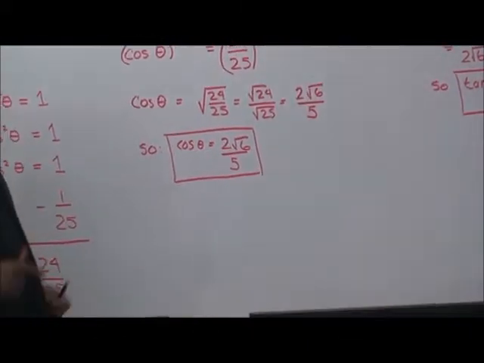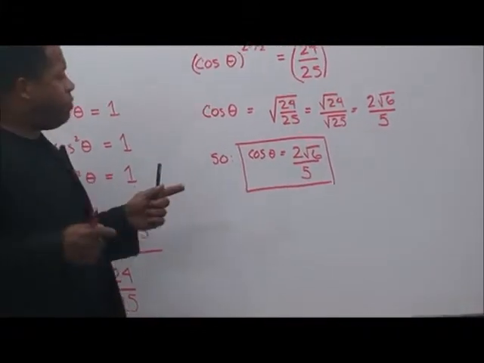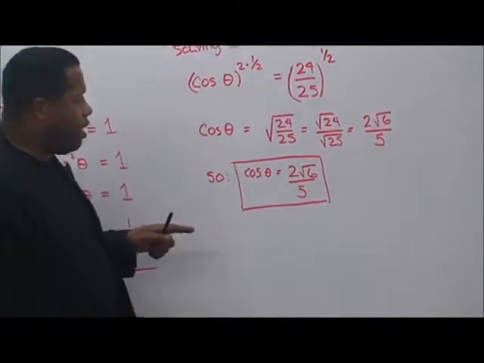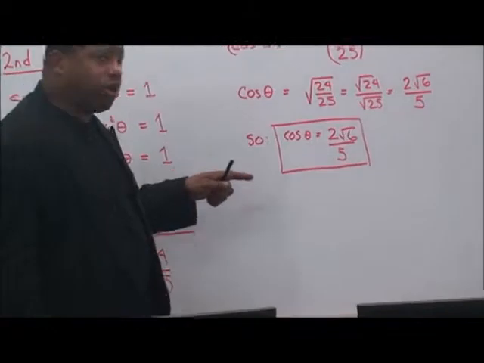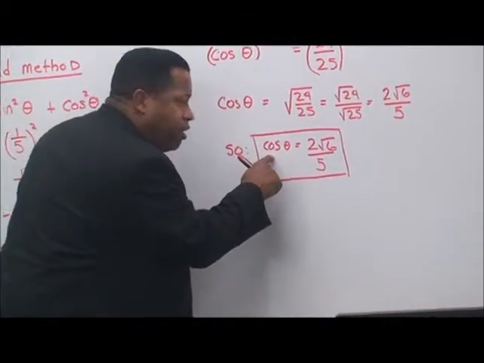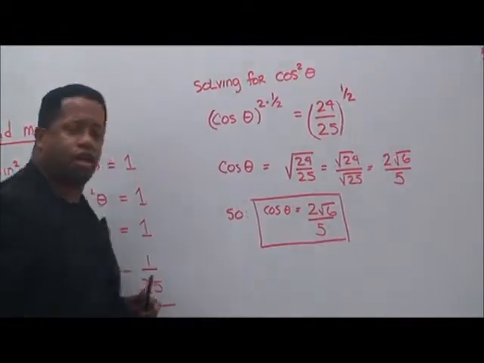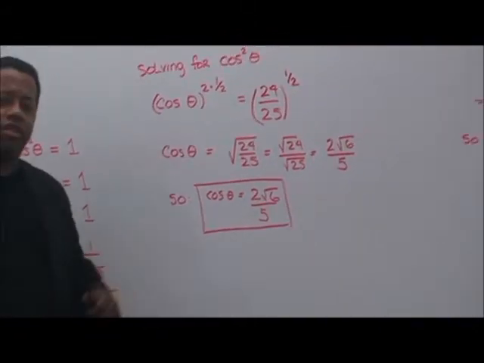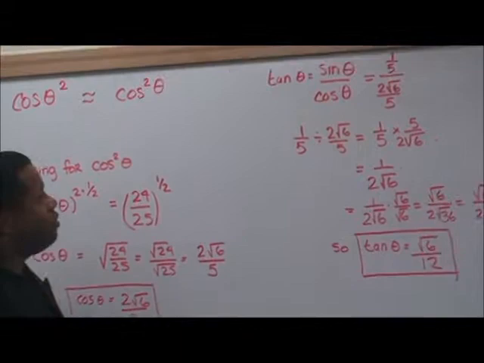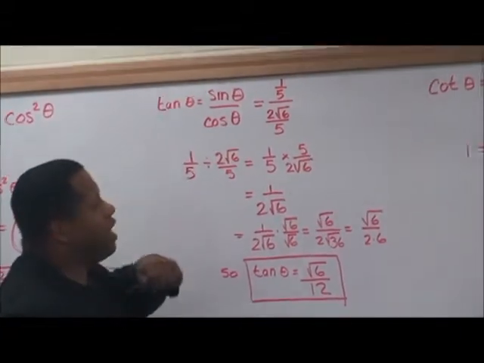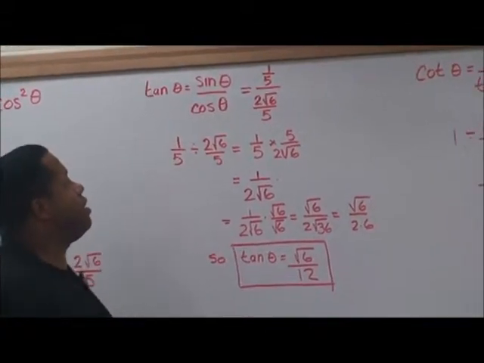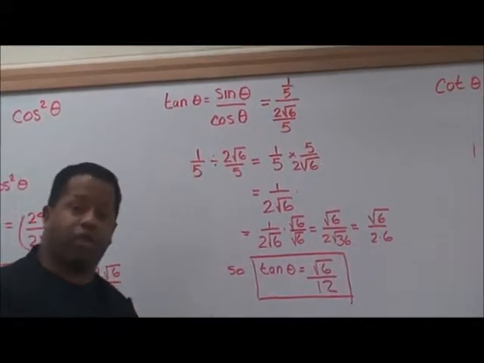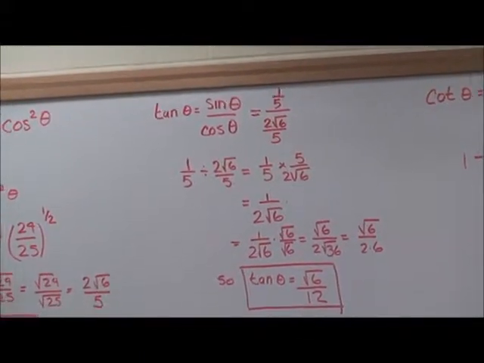Now, we're done. So with this particular trig function, we say that cosine theta is equal to 2 times the square root of 6 divided by 5. Let's continue on. We have tangent theta is equal to sine theta divided by cosine theta. We have to find this value.